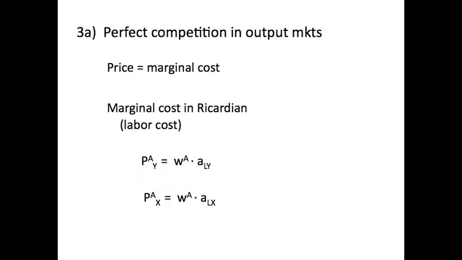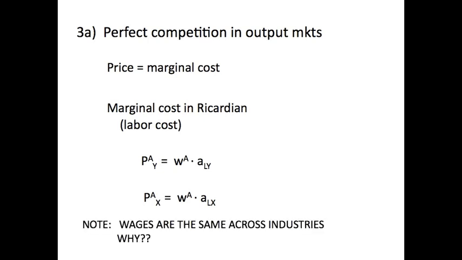Of course, you have an analogous equation for good X. The price of X in A is equal to the wage in A multiplied times the unit labor coefficient, aLX, for good X. Now note that we have the same wage, wA, that applies in both sectors. That is basically a result of workers being able to move back and forth between sectors in this economy.